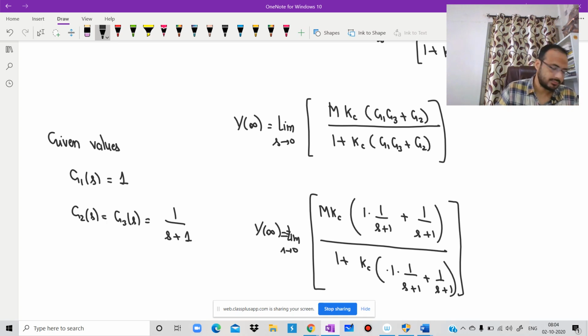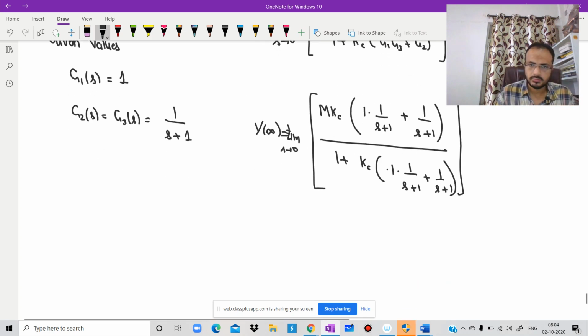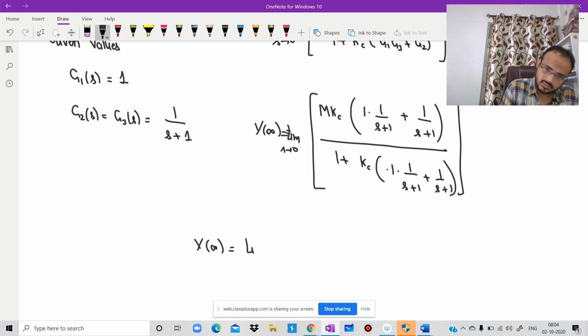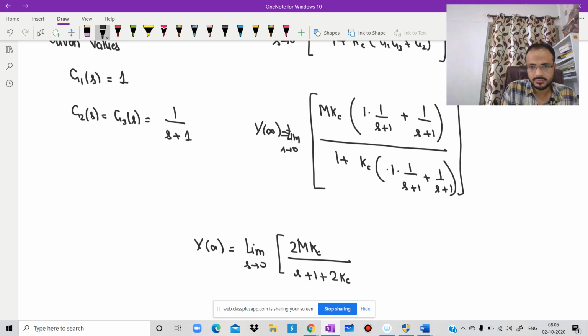And you will solve it. Y of infinite is equal to 2m Kc divided by s plus 1 plus 2 Kc. The value of s will be 0 and you will get 2 Kcm divided by 1 plus Kc. This is the ultimate value.